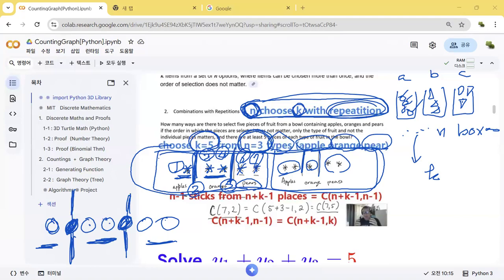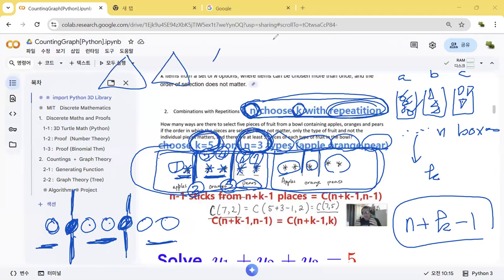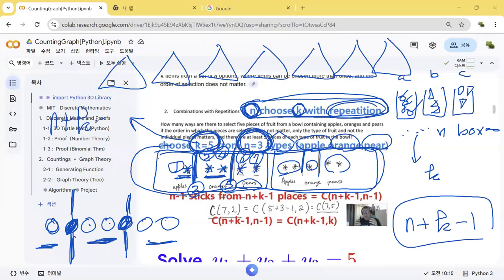So when you have n types of fruit, and you take k out from here, then just consider n plus k minus 1 possible places. So in this case, just consider 7 places. So in this case, this one is n plus k minus 1, that is 7. And then just choose what? N minus 1. There are 3 types, but now we have, this is 2 types. So just take 2 in this way.